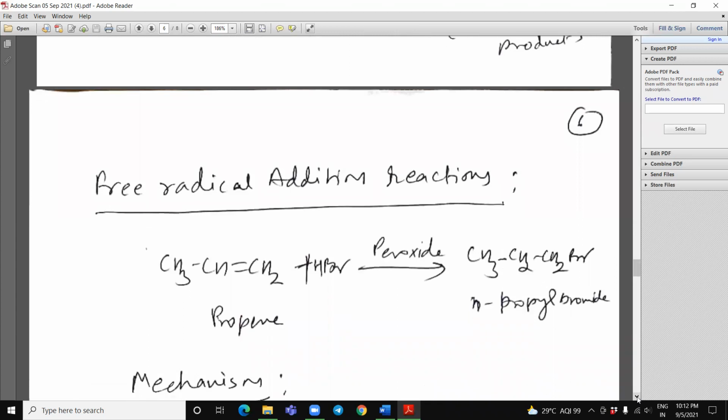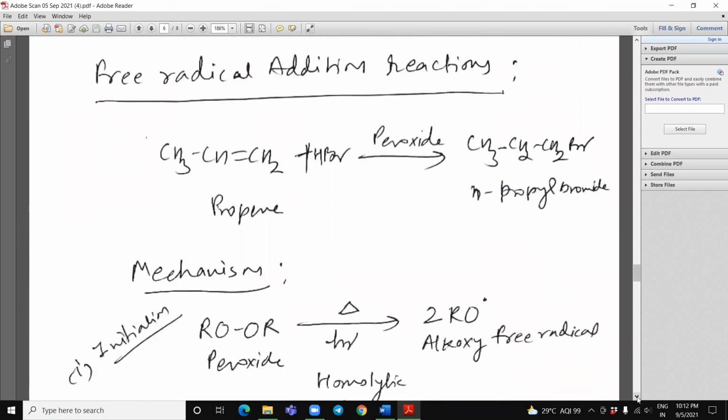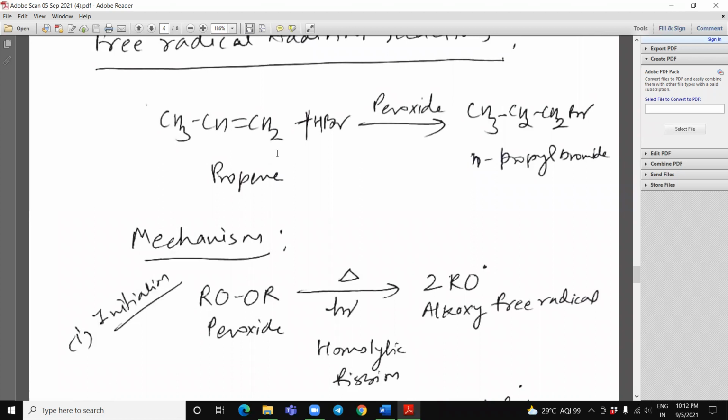Free radical addition reaction. See here. This is a free radical addition reaction. If propene is reacted with HBr in presence of peroxide, it will give normal propyl bromide or 1-bromopropane.